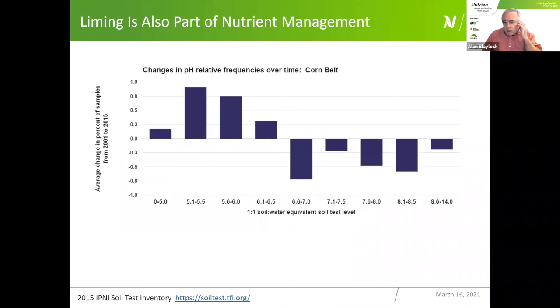pH is also in the inventory, and you can see from this change in pH in the Corn Belt, the soil test trends indicate an acidification of these soil tests from previous levels.